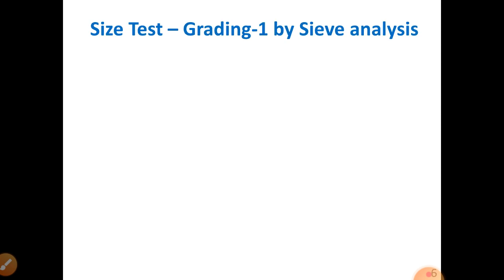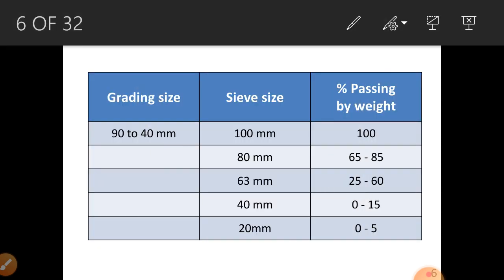In the size test, grading is done by sieve analysis. We see a table for grading 1. For grading size 90 to 40 mm, 5 sieves are taken for sieve analysis. The sieve sizes are 100 mm, 80 mm, 63 mm, 40 mm and 20 mm. Percentage passing by weight is shown against sieve size.